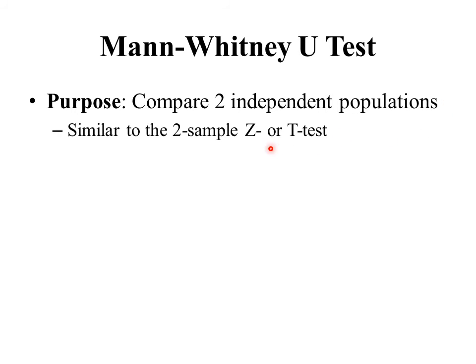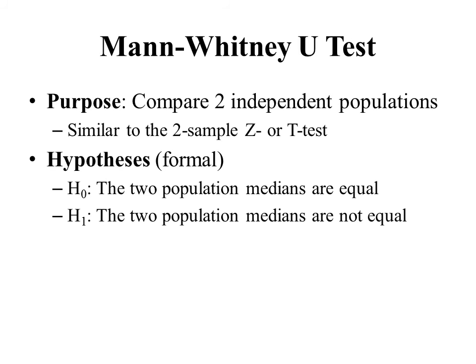And so this test is very similar to the 2-sample Z or T test. In a 2-sample Z or T test, we compared the means of 2 independent populations. Here in this Mann-Whitney U-test, we're going to compare the medians of 2 independent populations. And so in a Mann-Whitney U-test, the formal hypotheses that we're going to test are, the null is that the 2 population medians are equal, and the alternative is that the two population medians are not equal.